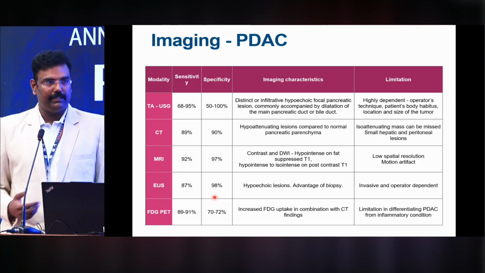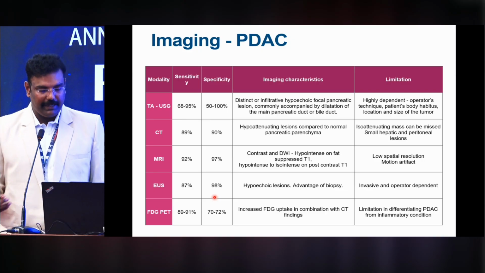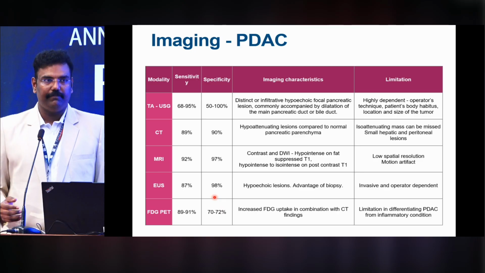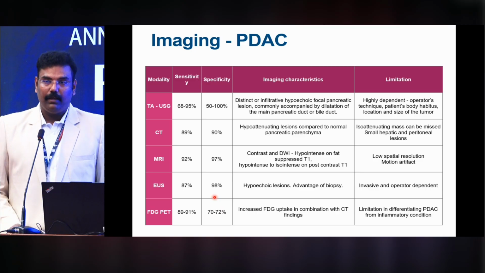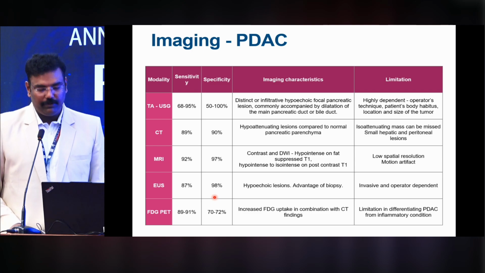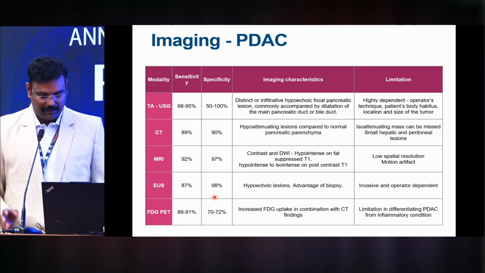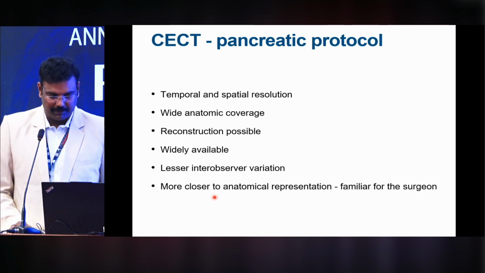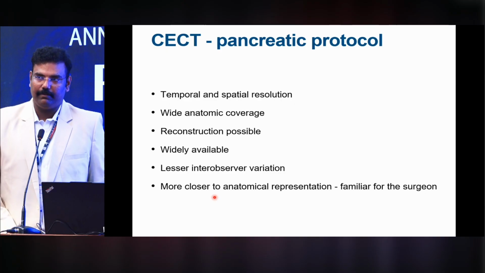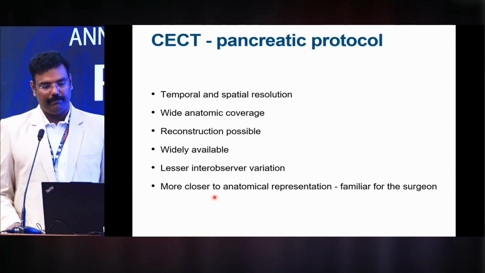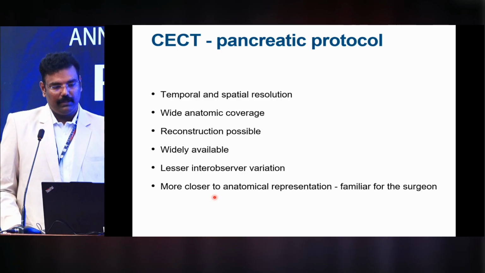EUS of late has become increasingly used in identification, and with the added advantage of getting a histological diagnosis, is being performed more widely. FDG PET scan can also add value in terms of detecting otherwise undetectable mets in routine cross-sectional imaging.